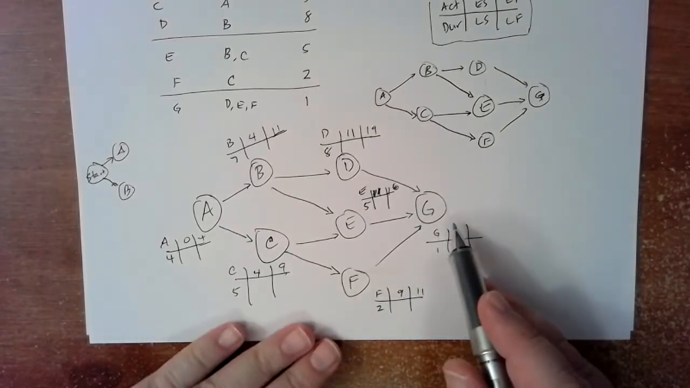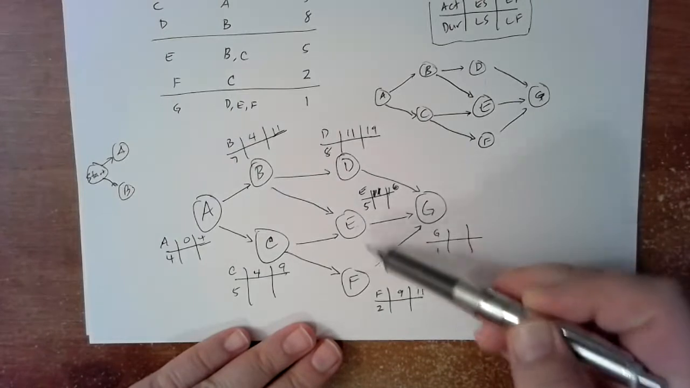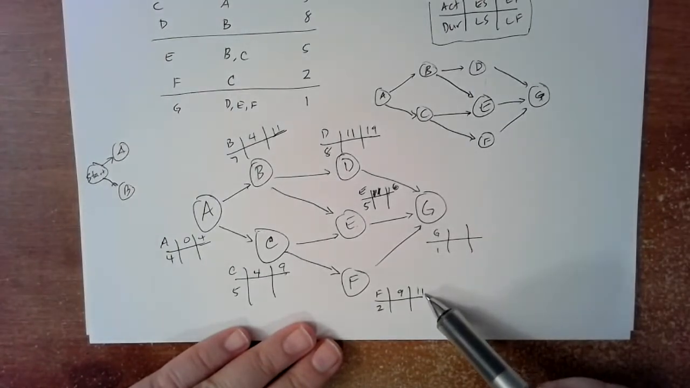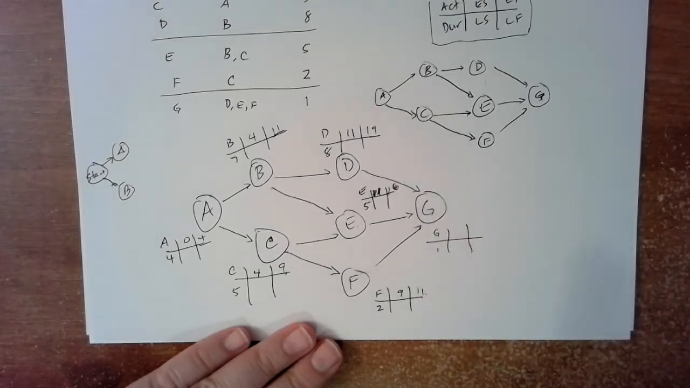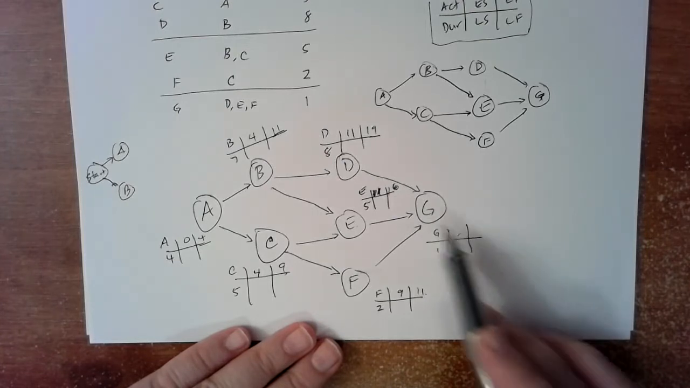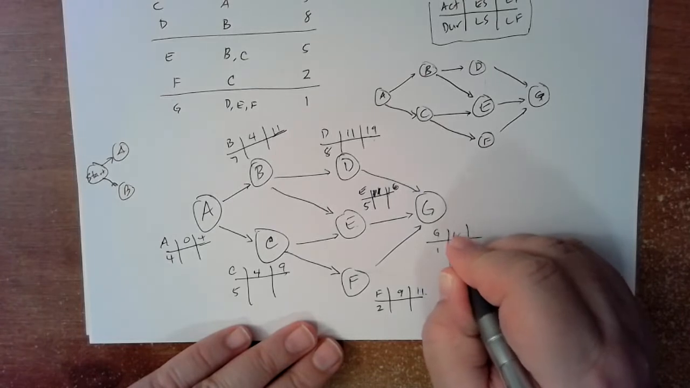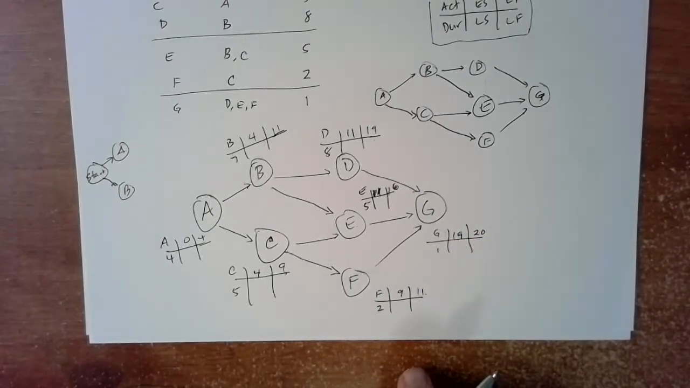Now, I think we're just about done. We're at G, right? G's got to wait for D, E, and F. So therefore, that's the difference in waiting between time 11, 16, and 19. Which number is going to go there? It's the biggest of the three, right? So the earliest time that G can start is time 19, and so the earliest finish time is 20. And we're done. That is our forward pass.